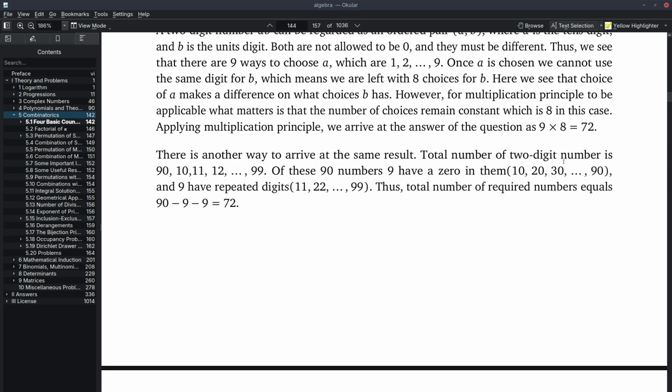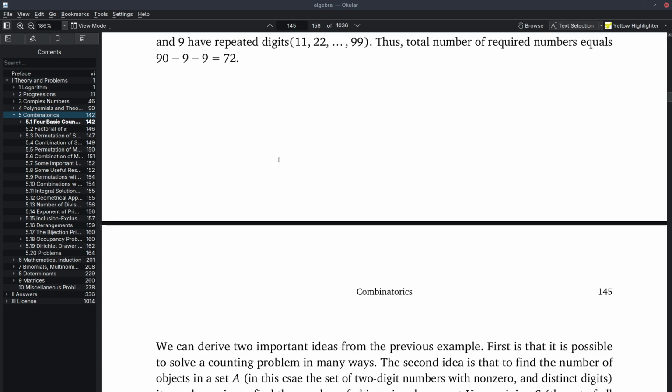Total number of two-digit numbers is 90: 10, 11, 12 through 99. Of these 90 numbers, 9 have a 0 in them, that is 10, 20, 30, through 90. And 9 have repeated digits, 11, 22 through 99. Thus, the total number of required numbers equals 90 minus 9 minus 9, which is equal to 72.